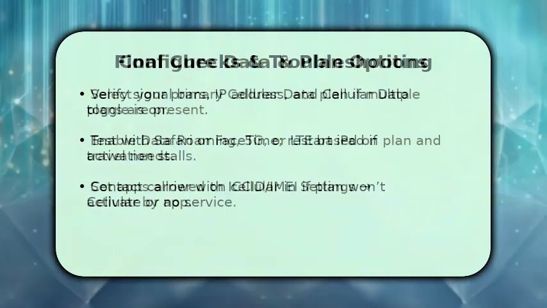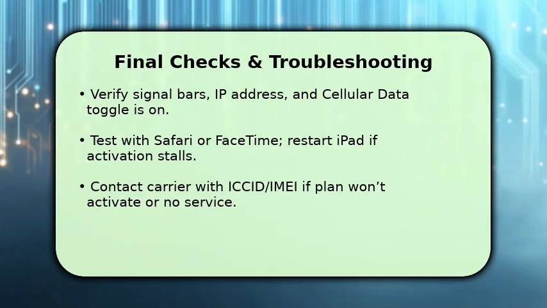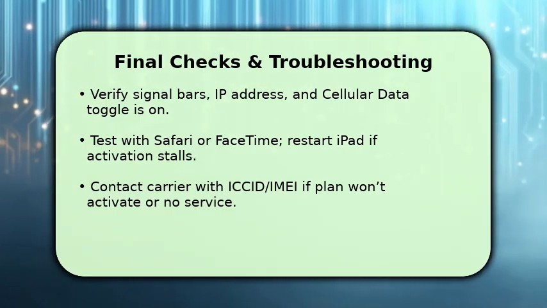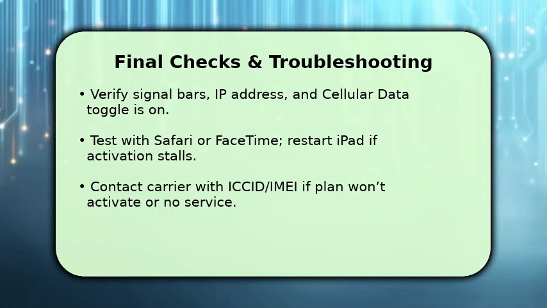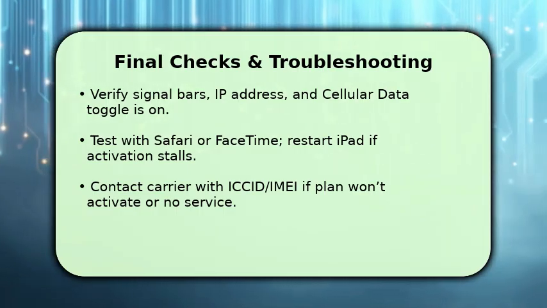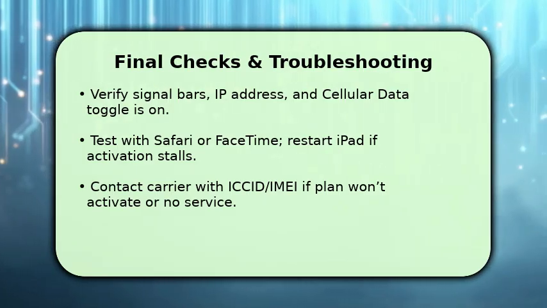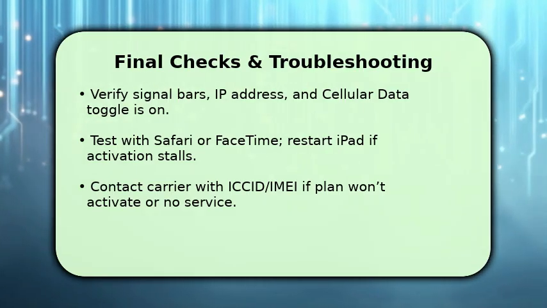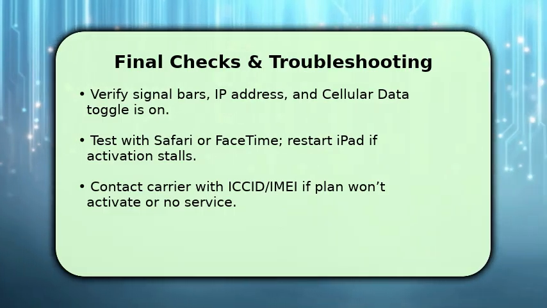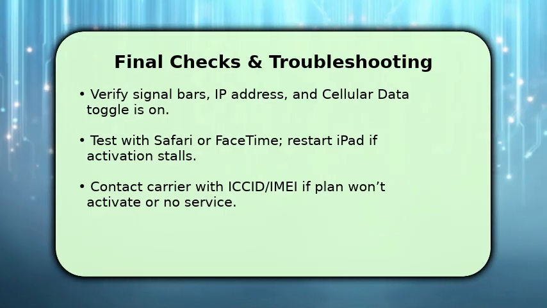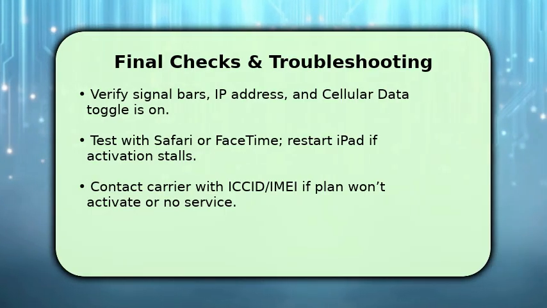Finish by verifying the connection and knowing one key troubleshooting tip. Check signal bars and confirm cellular data is on. Open Safari or make a FaceTime call to test. If activation stalls, toggle airplane mode, restart the iPad, or remove and reinsert the SIM. If there's still no service, contact your carrier with the iPad's IMEI so they can provision the line. This solves most issues because carriers often need to complete activation on their end.